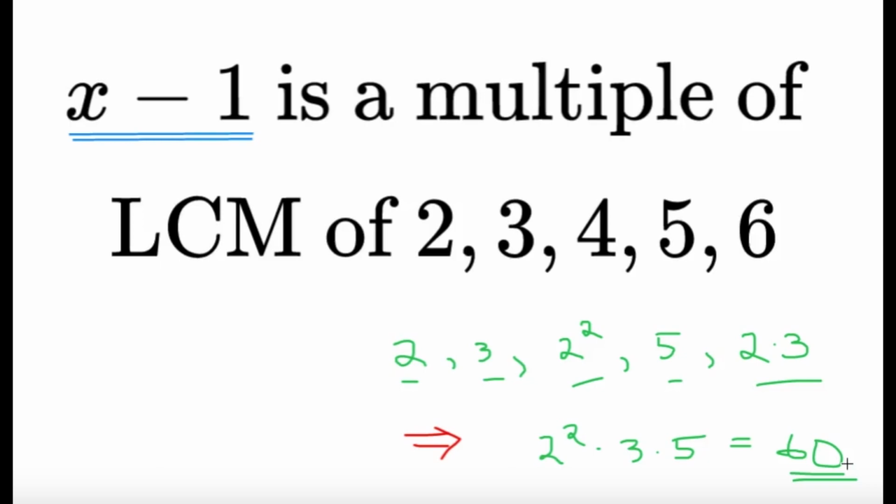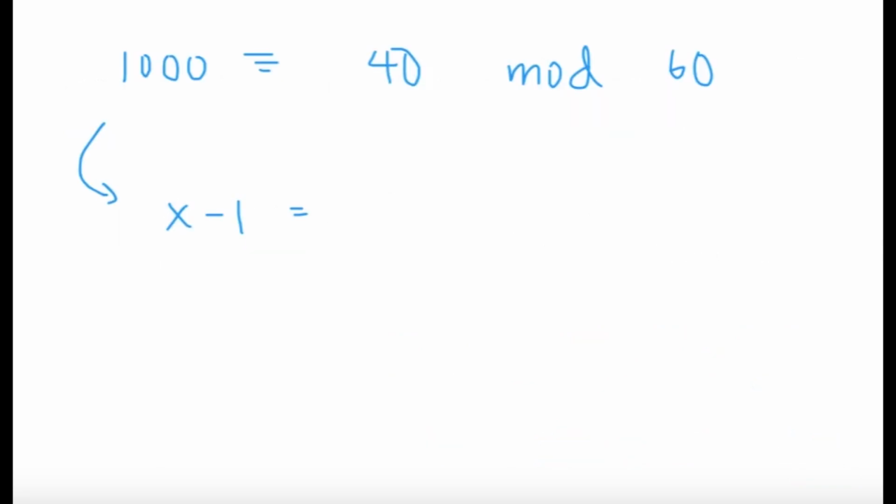Now, since we're finding the 4 smallest 4-digit numbers, let's try to just analyze the number 1000. If you manually divide 1000 by 60, you're going to get that it's 40 modulo 60. So what does this tell us? 1000 leaves a remainder of 40 when divided by 60. So from this, we can add 20 to both sides.